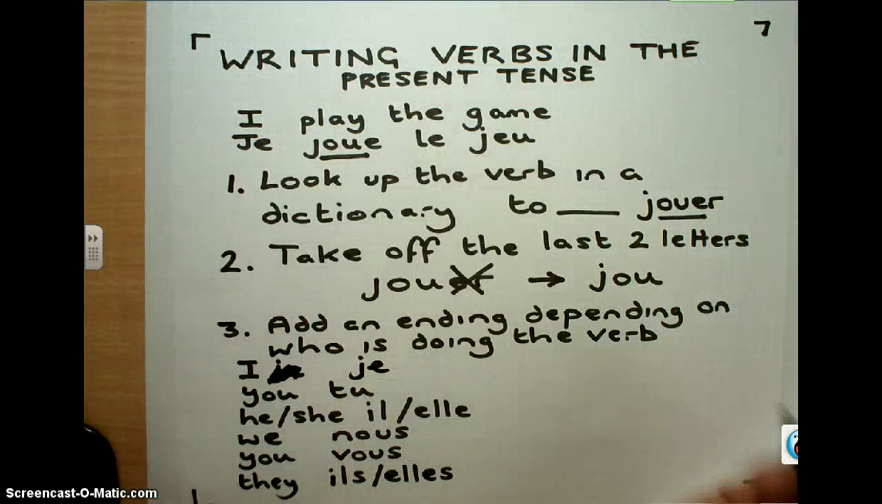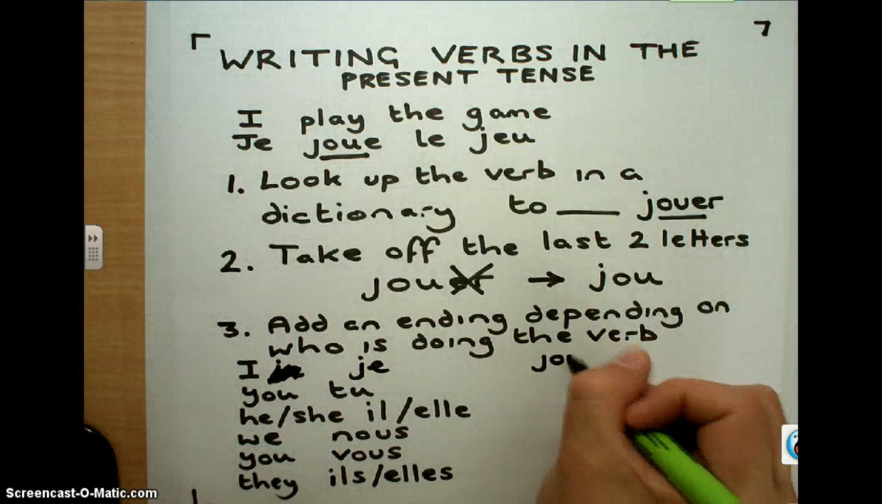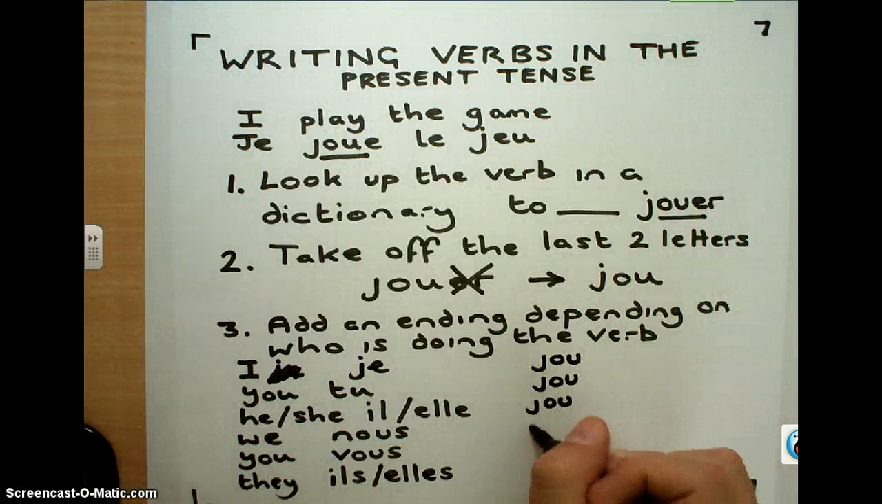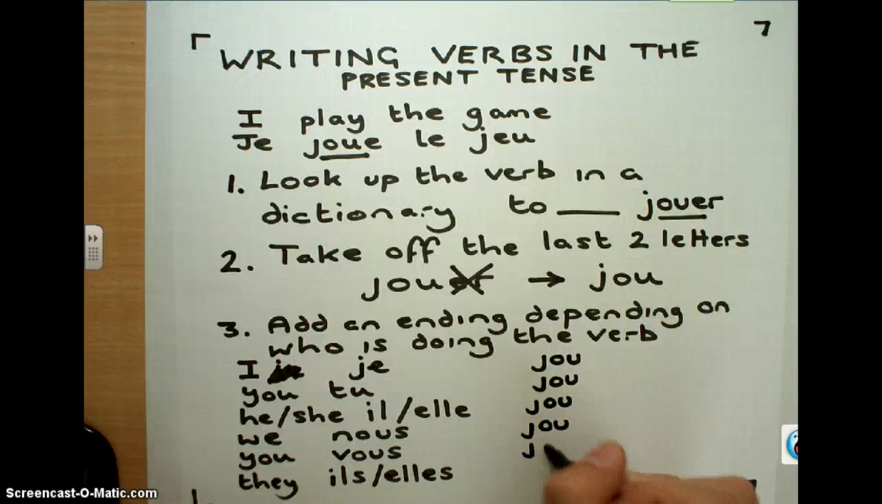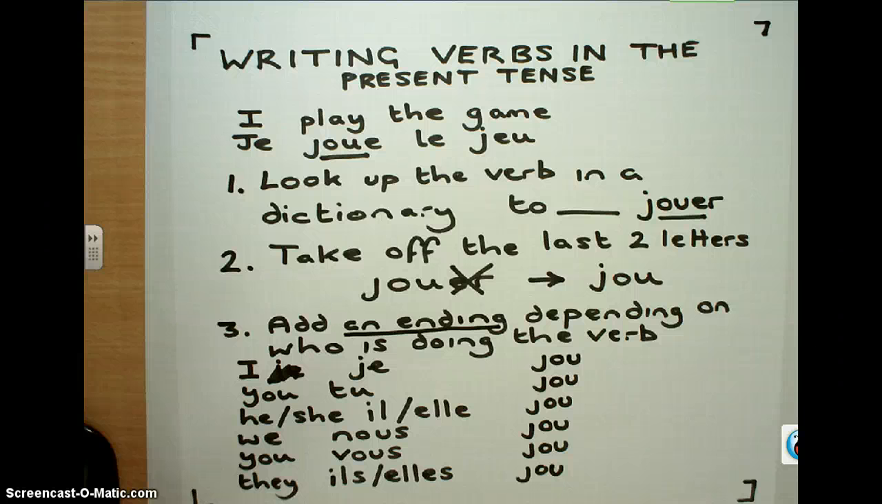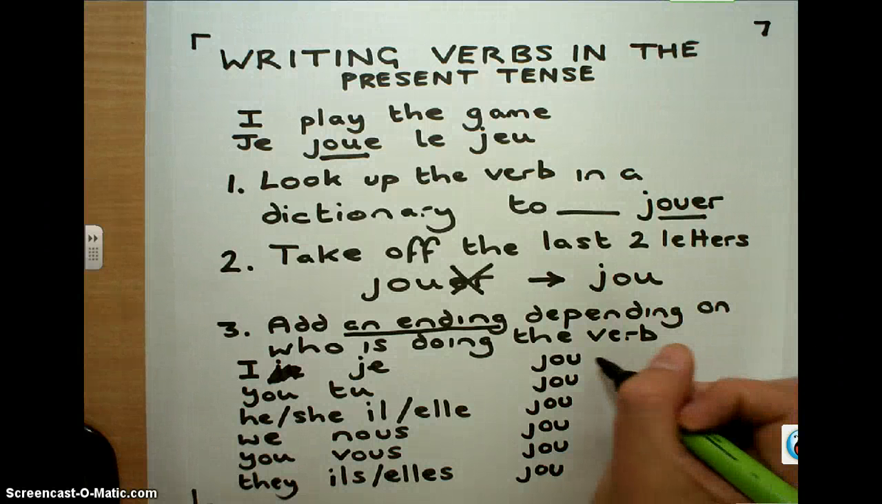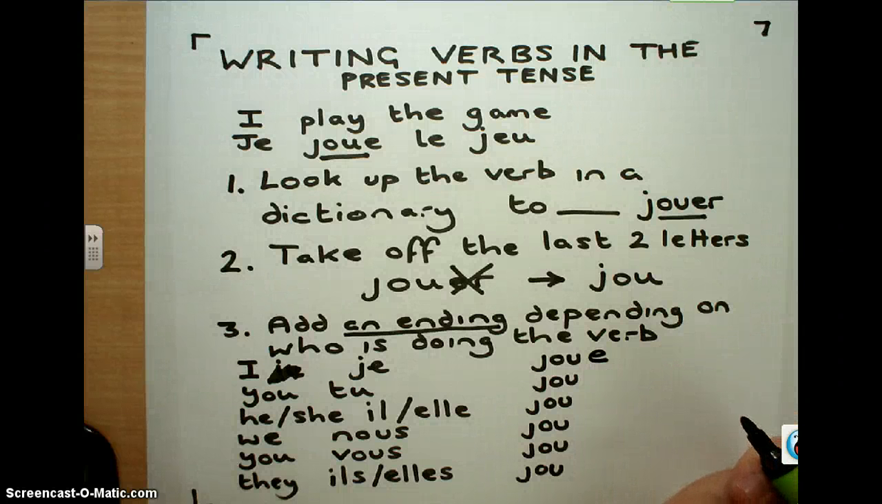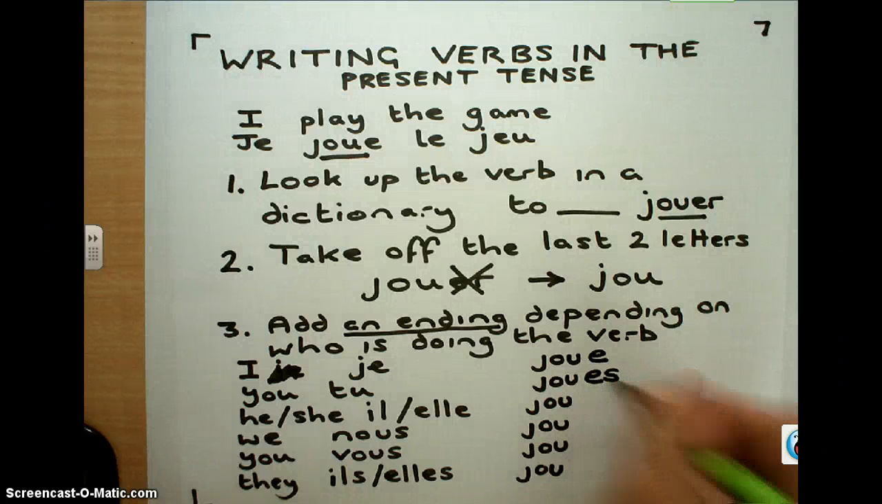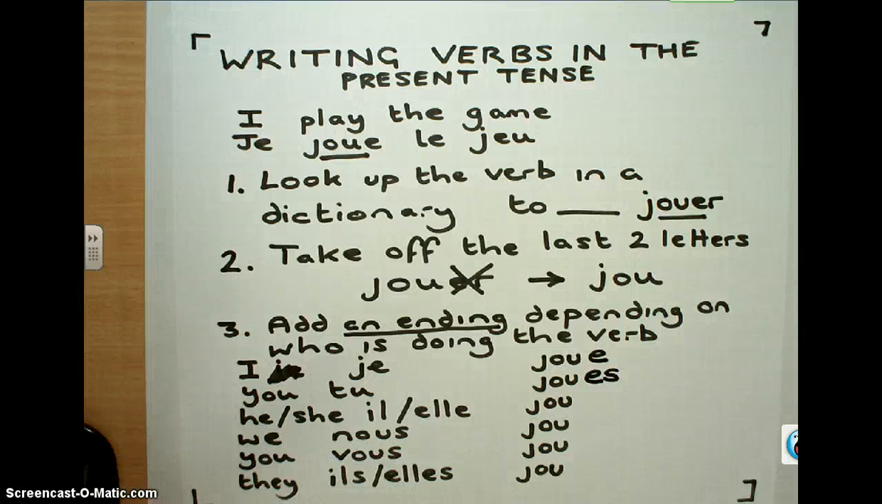We write down what we had before, our stem. Here we go. For each of them, it stays the same. We don't have to worry about it. We just keep writing jou down. But the key thing is, like we said at the start, we add an ending, depending on who is doing the verb. Now, if I am doing the verb, I add the letter E. If you are doing the verb, as in you, my friend, we add the letters E and S. So, tu joues means you play.